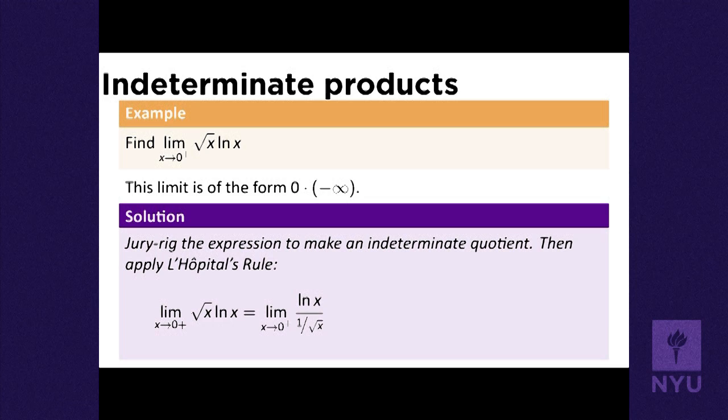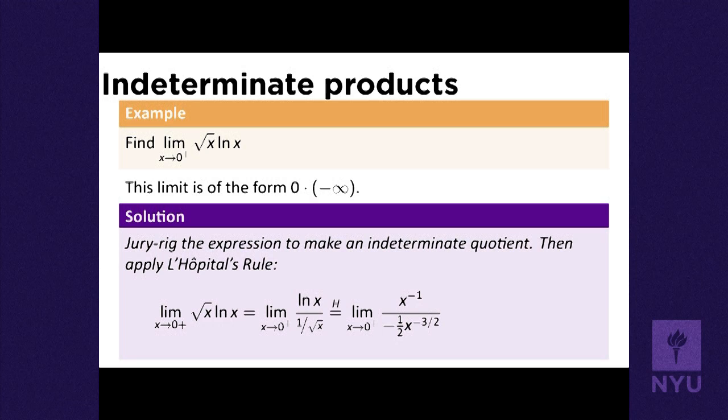Okay, well, let's check. As x goes to 0, the numerator goes to minus infinity. The denominator goes to plus infinity. The denominator is 1 over the square root of x. As the square root of x gets smaller and smaller, 1 over it gets larger and larger. So plus infinity over minus infinity. Actually, I have it backwards. Minus infinity over plus infinity. That is an indeterminate limit. So I can try L'Hopital's rule.